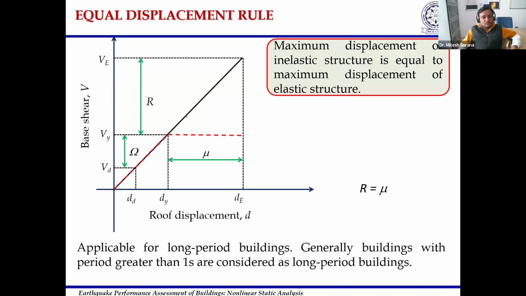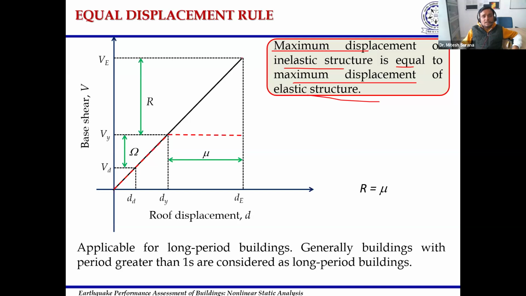So it will be linear, as we have discussed. And if I have a real structure, then its force displacement curve will be shown by this dashed red line, as we discussed earlier. First we need to understand that this equal displacement rule suggests that the maximum displacement of an inelastic structure is equal to the maximum displacement of the elastic structure. So during an earthquake, whatever maximum displacement the inelastic structure will experience, the same displacement is going to be experienced by the elastic structure. This is what we call the equal displacement rule.